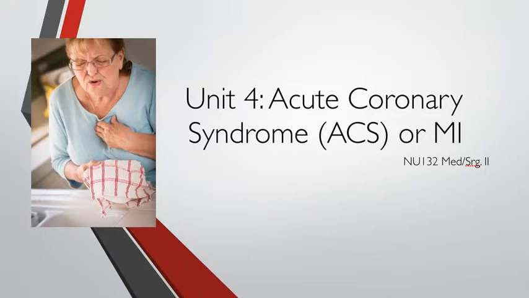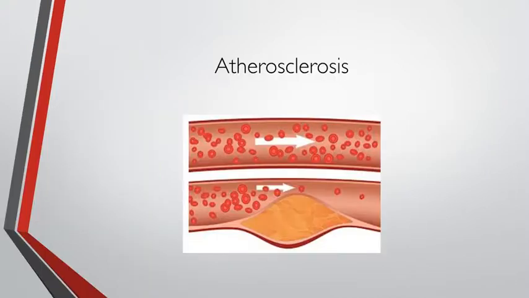This PowerPoint goes over one aspect of Unit 4, and that is heart attacks or acute coronary syndrome. Let's talk a little bit more about this condition. What develops is atherosclerosis. It is the formation of plaque within the arterial wall, and that is the leading cause of cardiovascular disease. This plaque is a combination of platelets and fat that accumulate, and it causes narrowing of the artery.